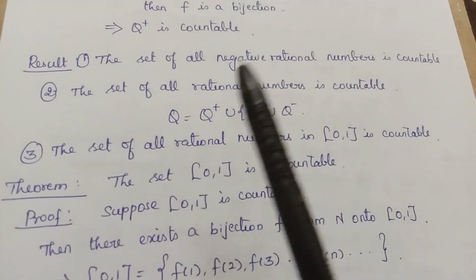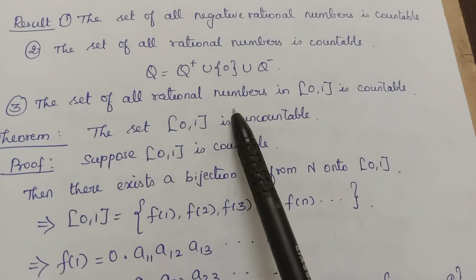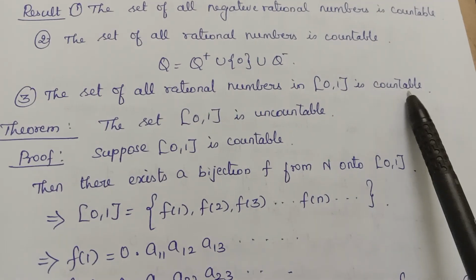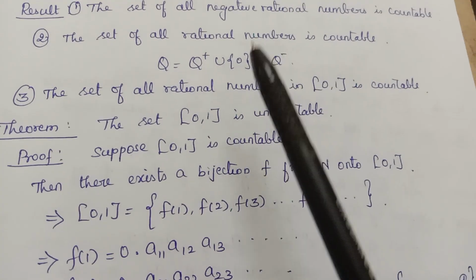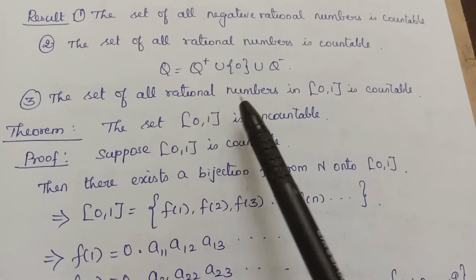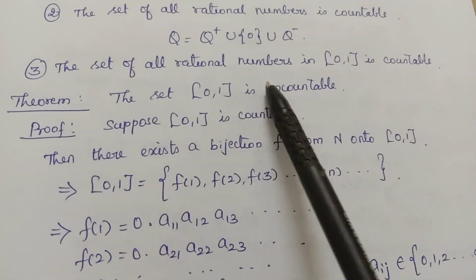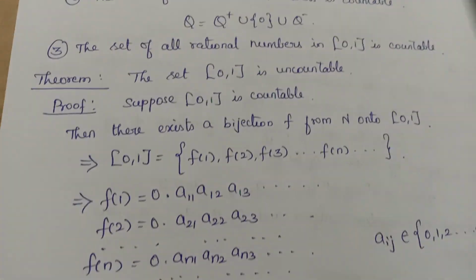Therefore, Q is countable. Next one, the set of all rational numbers in the closed interval 0 to 1 is countable. See, rational numbers itself is countable. So, every subset of it is also countable. Therefore, the set of all rational numbers in this closed interval is also countable.